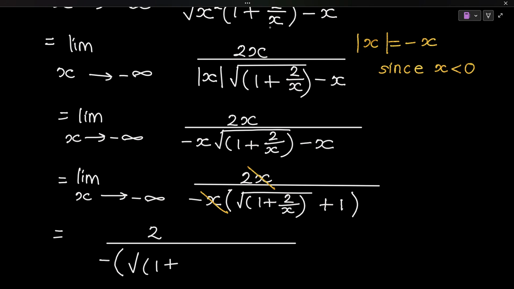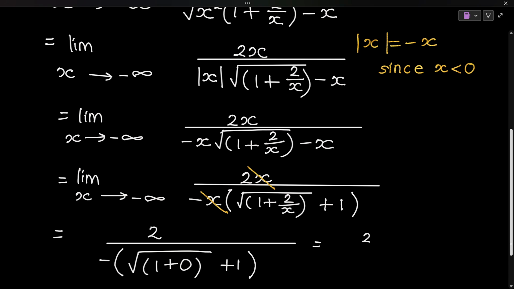Now remember from limits at infinity, a constant over infinity is going to be 0. So we have the square root of 1 plus 0 and then plus 1. Simplifying here, in our numerator we have 2. In the denominator, we've got the square root of 1, which is 1. 1 plus 1 is 2.